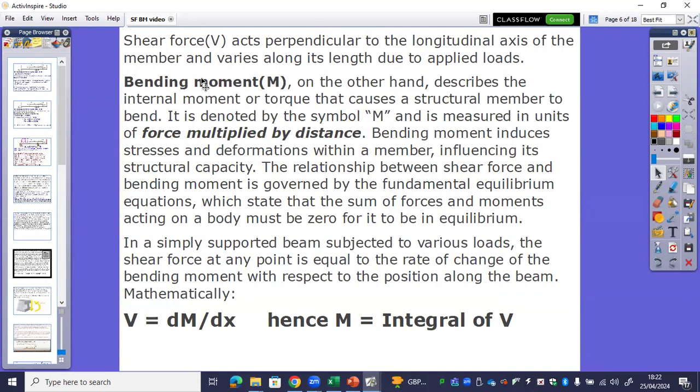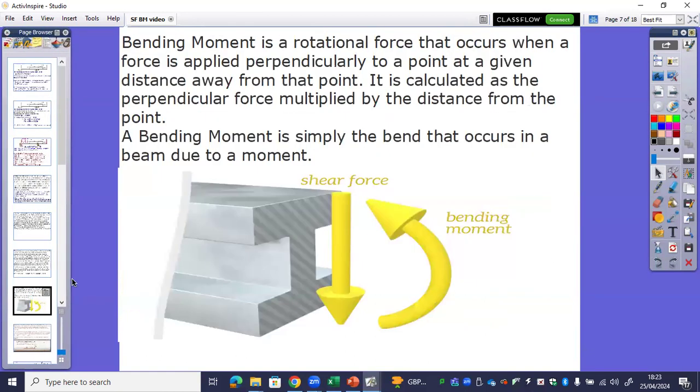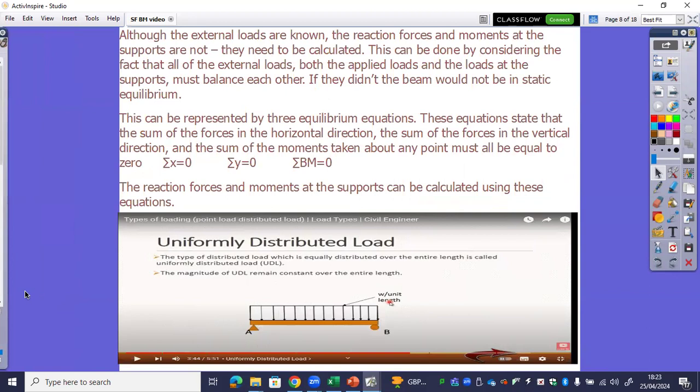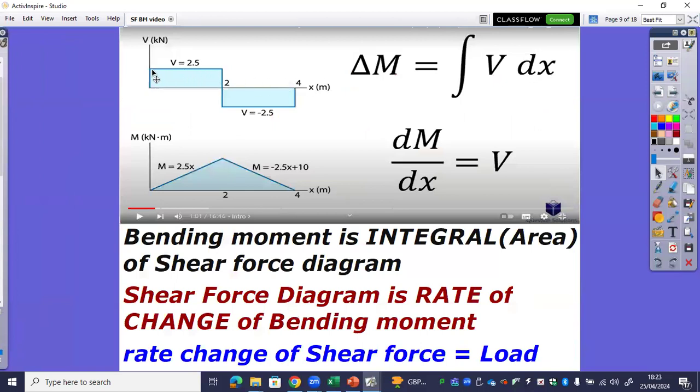Then from that, we can create a bending moment diagram, which is the integral, which is the area under the shear force diagram. So bending moment is a rotational force. Uniform distributed load is linear across the beam. And here's a quick example of a shear force diagram. We've got a shear force here that is constant 2.5. The bending moment is adding the area under that curve.